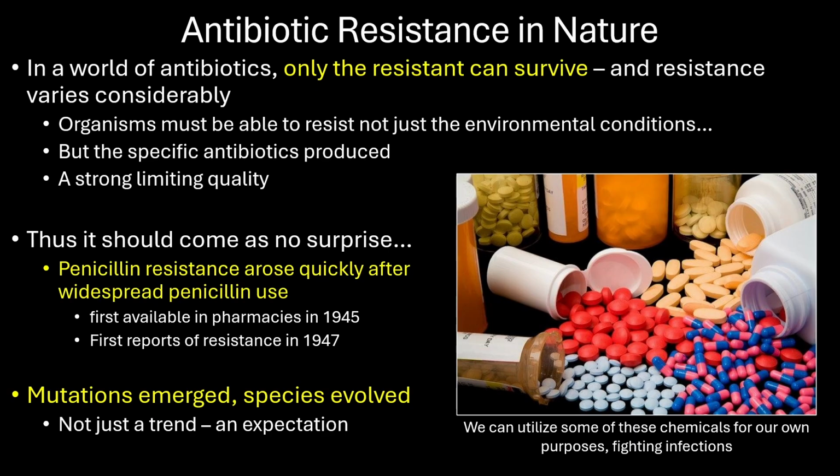This is the expectation. When the population varies in its vulnerability or resistance to some quality of its environment, the individuals that can survive better, that are more resistant to those conditions, are going to do better. They're going to survive longer and reproduce more than those that are more vulnerable.